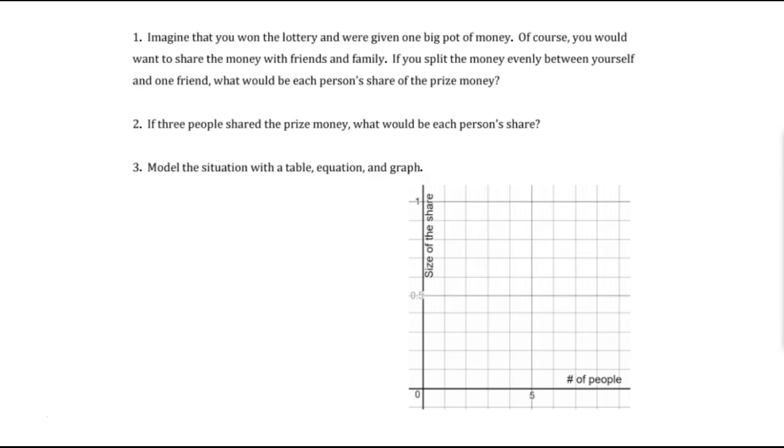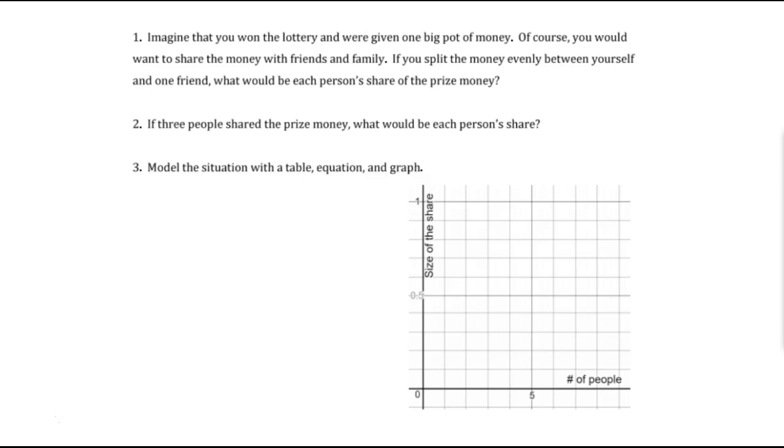Imagine that you won the lottery and were given one big pot of money. Of course, you would want to share the money with friends and family. If you split the money evenly between yourselves and one friend, what would be each person's share of the prize money? This situation is getting you to think about dividing up a whole. So if we have one whole lottery, if there are two of us, we'll divide it by 2. So that would be 1/2.